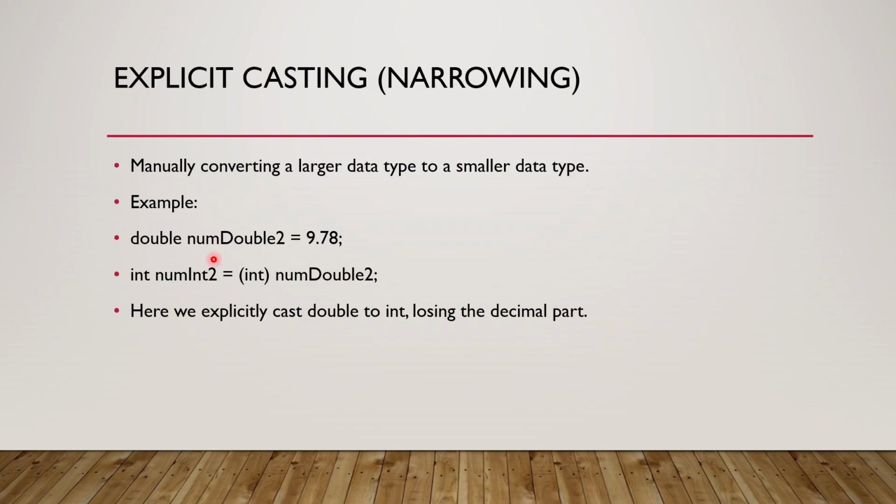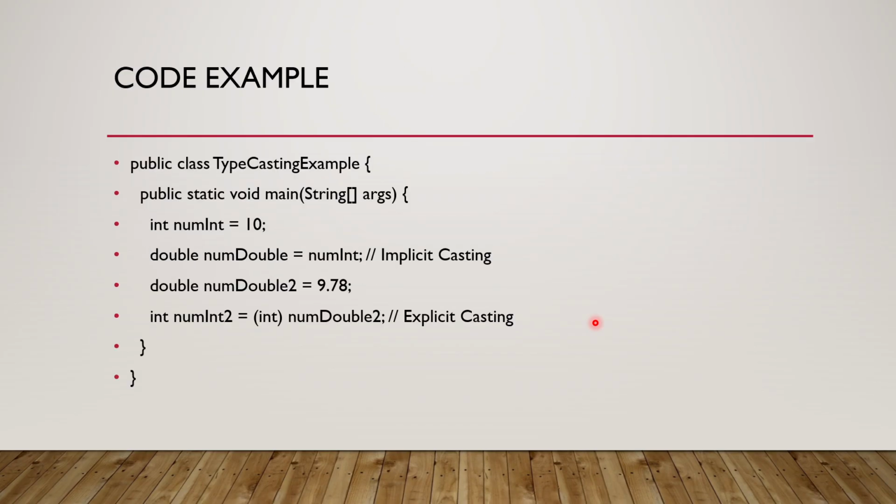For example, double num double is equal to 9.78. It's a double. And if you want to convert it to int, you explicitly say that you need to convert it to integer type. Here we explicitly cast double to int, losing the decimal part. Here is the code. Here we assign the num int value 10 and we implicitly convert it to double, and it is a double value. We need to explicitly convert it to int if we want to convert it to int or a smaller data type.